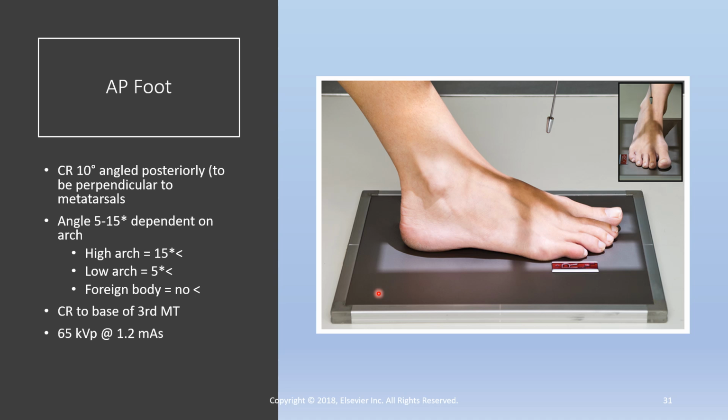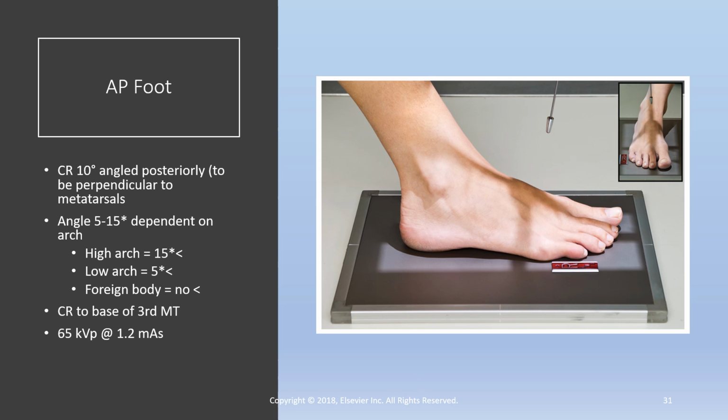The central ray is to the base of the third metatarsal. So a little bit different with that because with the hand it was the third metacarpophalangeal joint. Now we want to find the third digit, and you're coming to the base of the third metatarsal. Now, in this picture, I'm not sure why they do this, but this is definitely second. I would argue you want to be in line with the third metatarsal. So CR is the base of the third metatarsal, 65 at 1.2.